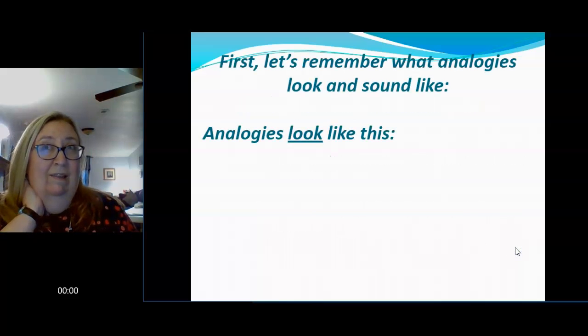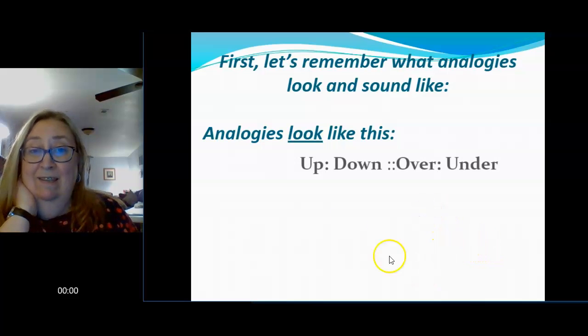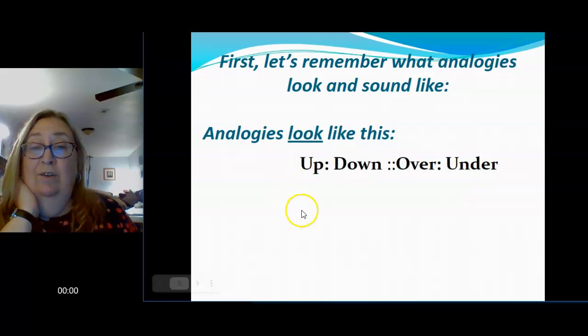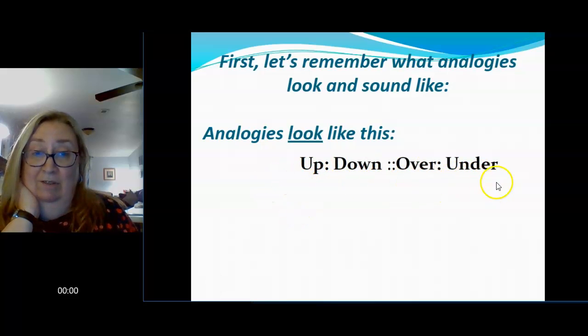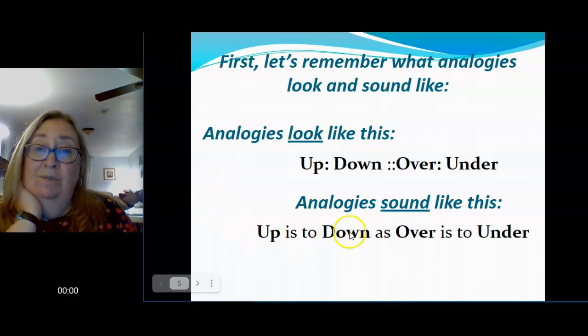So before we do that, we've already done analogies. This is all a review, but let's remember what analogies look and sound like. Analogies are usually written like this, with the colon, one between the first set, one between the second set, and two between the two sets. So this would be what your analogy looks like. And this is how we would say that. Up is to down, as over is to under.